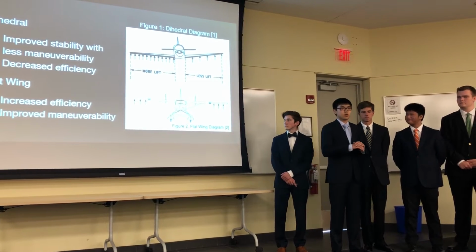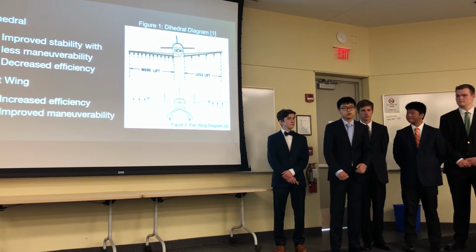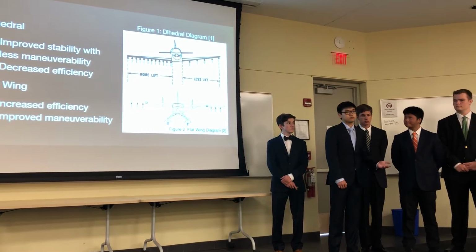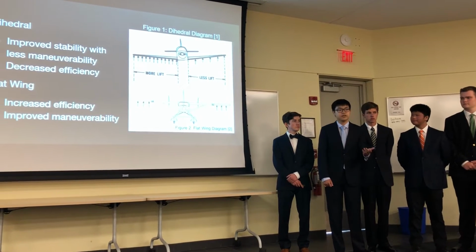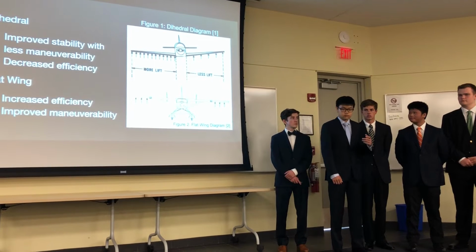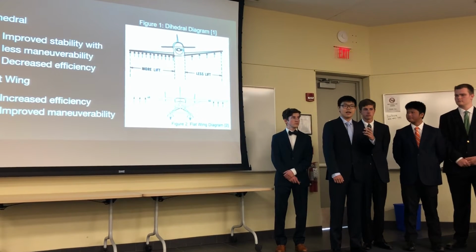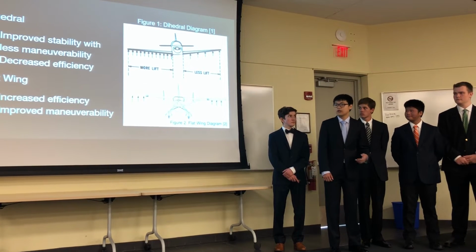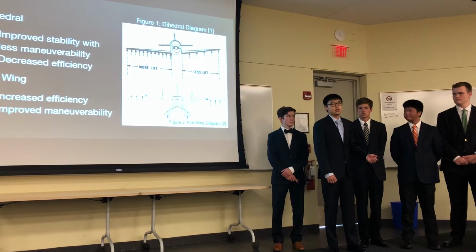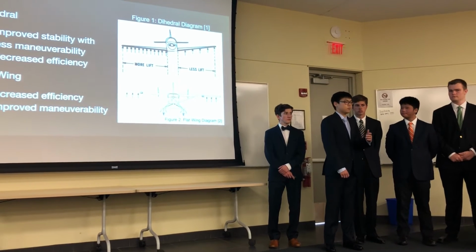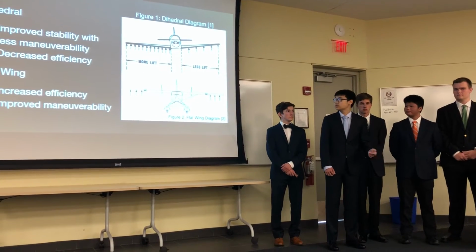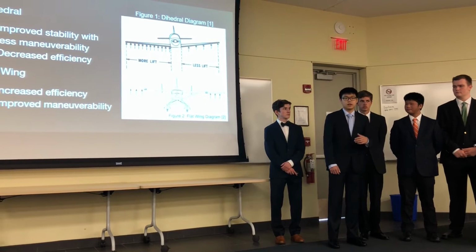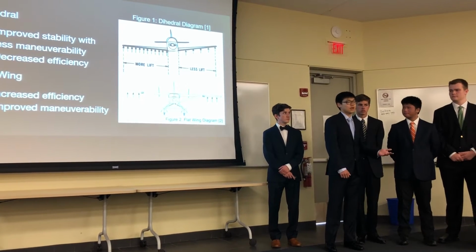Because the wings are completely flat and horizontal, they will always have a perpendicular lift vector to the wing. And this causes an increased efficiency. However, it is not as stable because it doesn't have the same self-correcting mechanism as the dihedral. But it does have improved maneuverability. With the dihedral angle, when trying to make complicated maneuvers and turns, the self-correcting mechanism will go against that maneuver, making it less maneuverable, but the flat wing design does not have that.